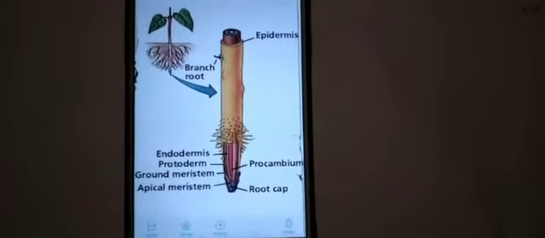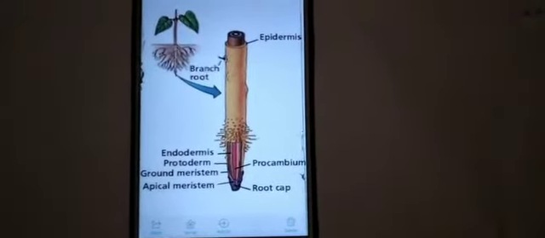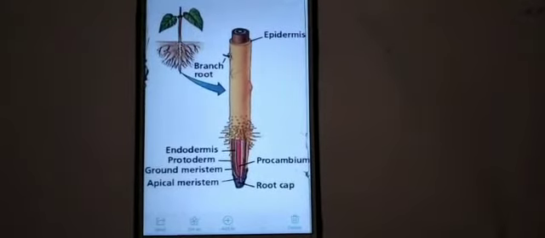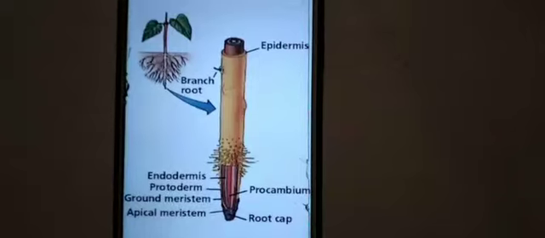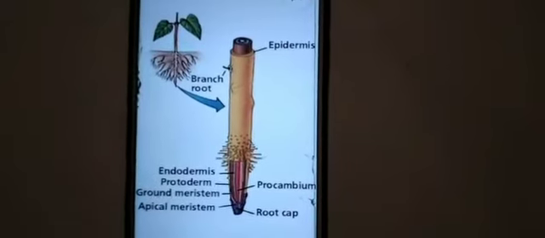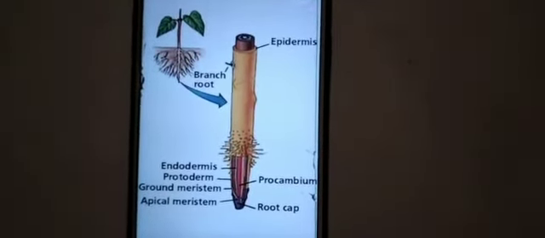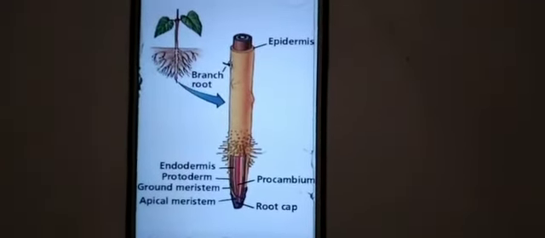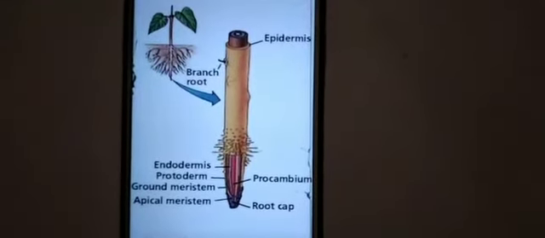Students, here is one more doubt: is the outer layer of a branch of a tree different from the outer layer of a young stem? Is it yes or no? Yes. As plants grow older, the outer protective tissue undergoes certain changes. As the plant grows, the outer surface will undergo some changes.